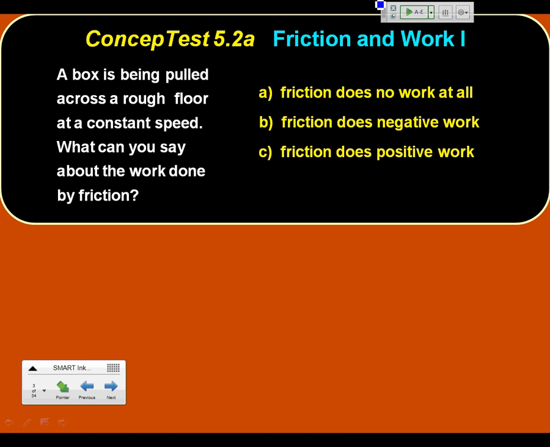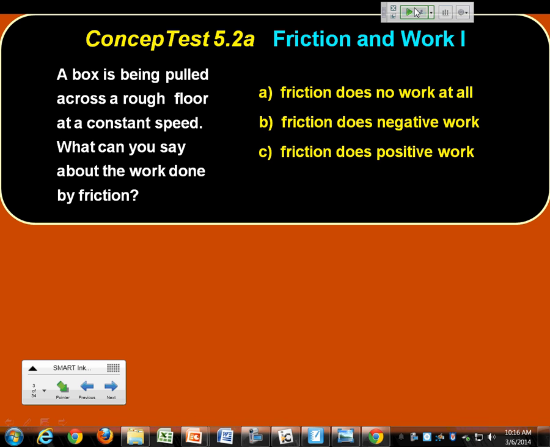A box is being pulled across a rough floor at a constant speed. What can you say about the work done by friction? Does friction do no work at all? Does friction do negative work? Or does friction do positive work? Looking particularly at the work done by friction. Stop at 25. I'll post these online, by the way.